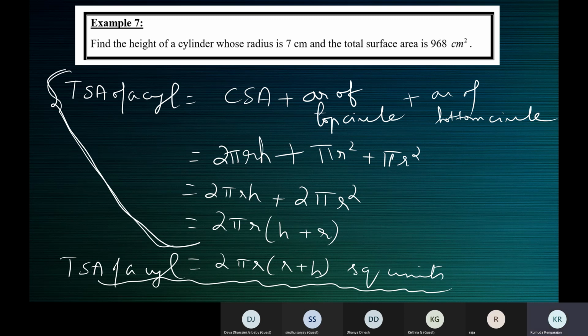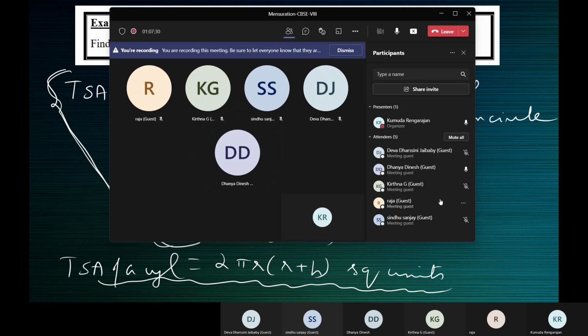Finish writing, children? Yes, ma'am. All of you? We're only three in the class. Yes, three of us, ma'am, today. Kirtana is there. Kirtana, you joined us late, is it?